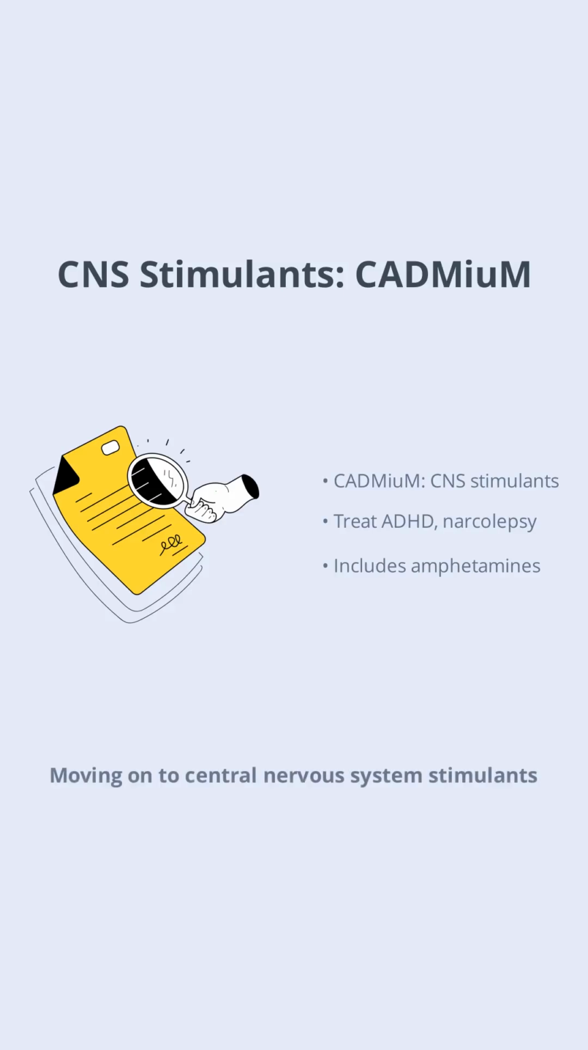Moving on to central nervous system stimulants, the mnemonic CUDMA helps you remember the main drugs: C for amphetamine, A for dextroamphetamine, D for methamphetamine, and M for methylphenidate. These medications are often used to treat attention deficit disorders and narcolepsy. By associating these drugs with the word CUDMA, you can quickly recall their names and uses. This approach streamlines your study process and boosts your confidence in pharmacology.